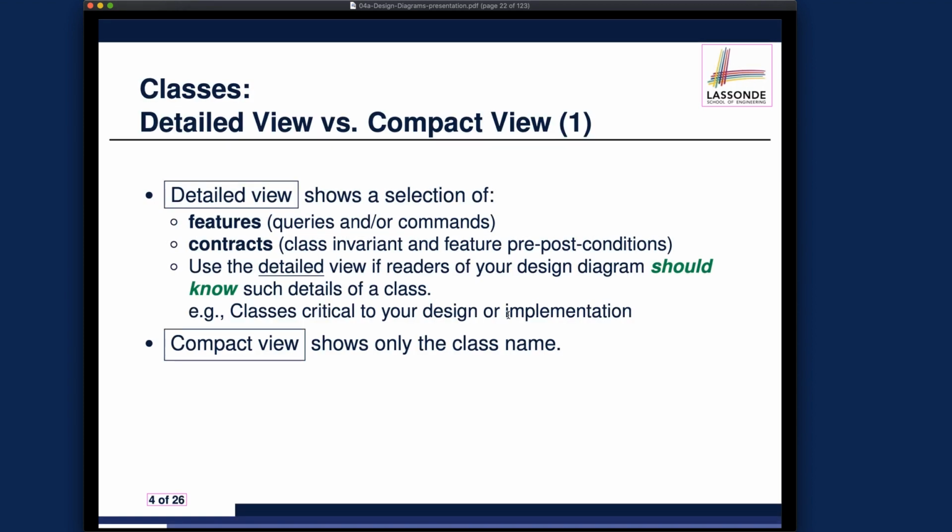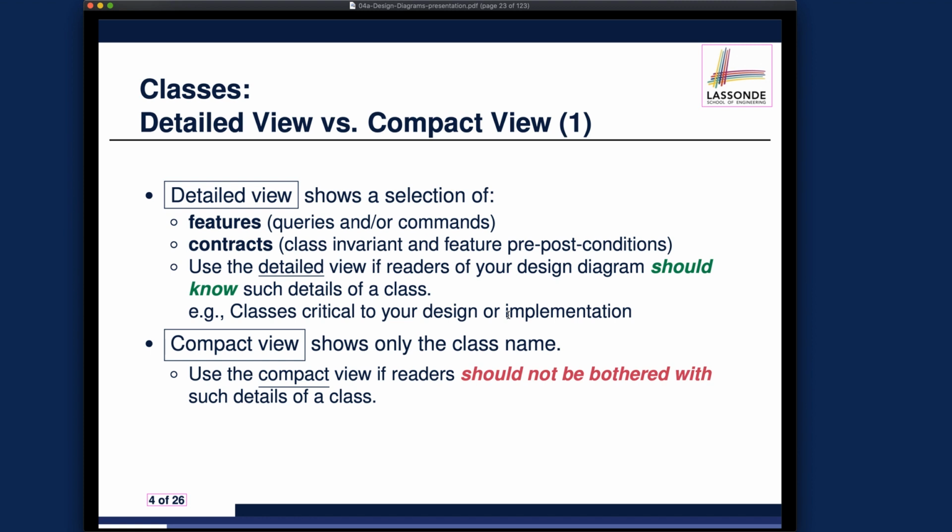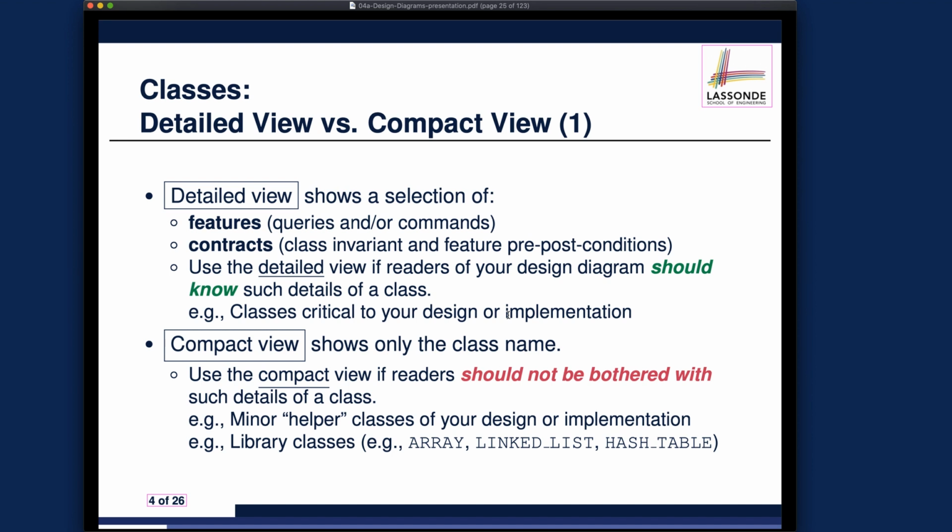On the other hand, what classes should you show in the compact view? You should show the compact view if the reader shouldn't be too bothered by such detail, either because they are not important, that is, they are just implementation detail, or because they are more like common sense. I would say minor helper classes: usually helper classes are very specific to your implementation, unless you believe your reader should really know about them. Otherwise, you wouldn't show the helper classes in detail. And also library classes, for example, array, linked list, or hash table. They are very standard notions of data structures, so you don't really have to show what's available in the array class in the detailed view. You can show them simply in the compact view.